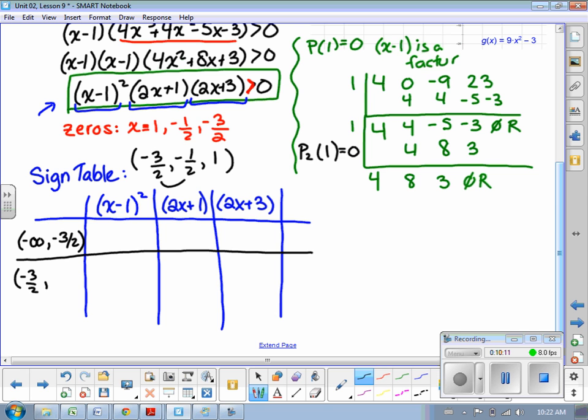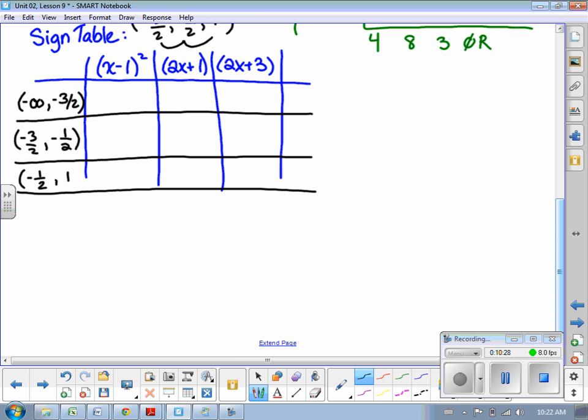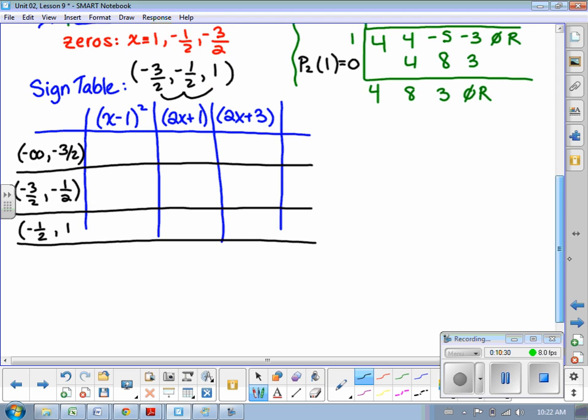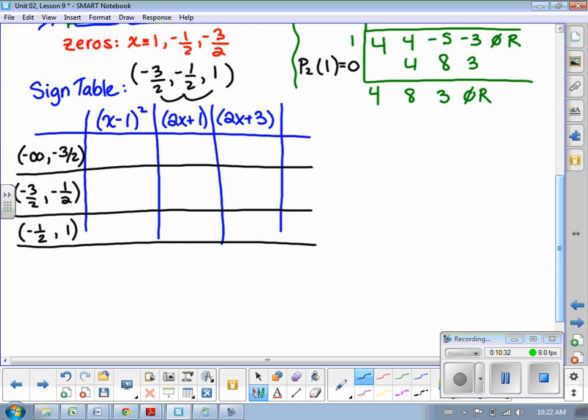It's really important at this section that your zeros are in the right order. If they weren't in order from smallest to biggest, your intervals will be all mixed up. And then our next section is between -1/2 and 1. And our final section is going to be to the right of 1, so from 1 to 3.